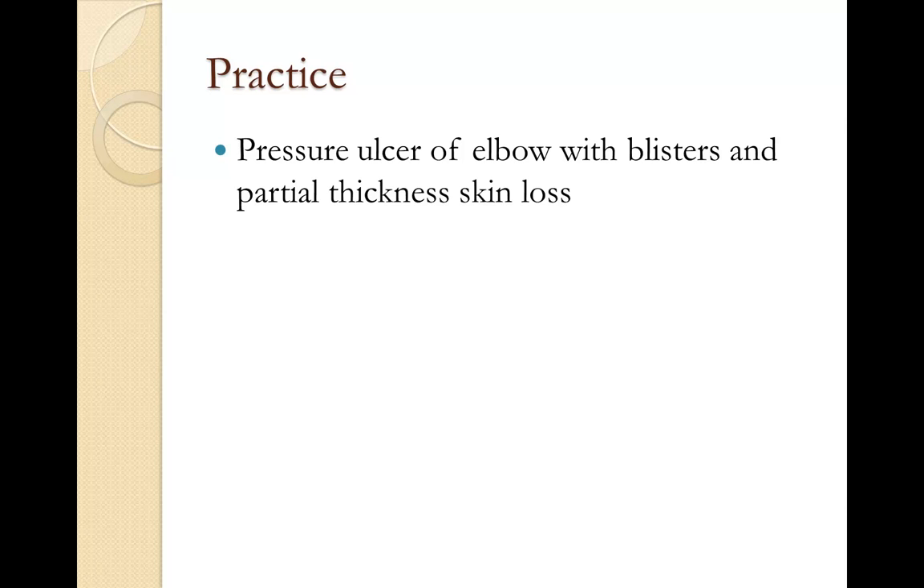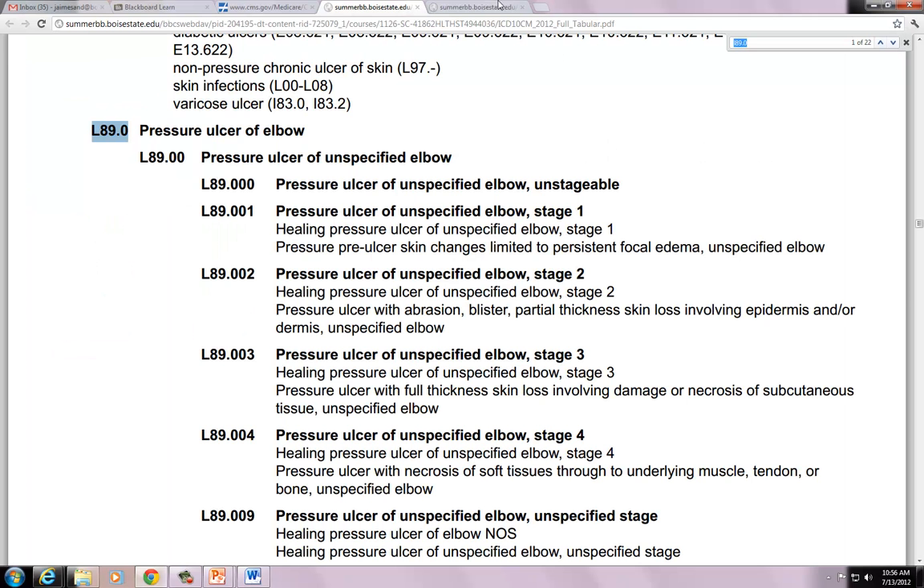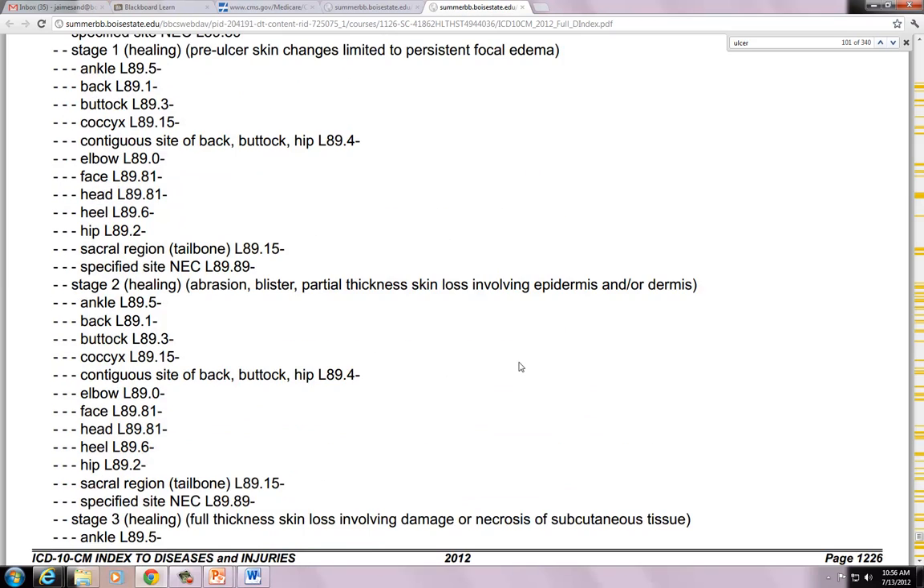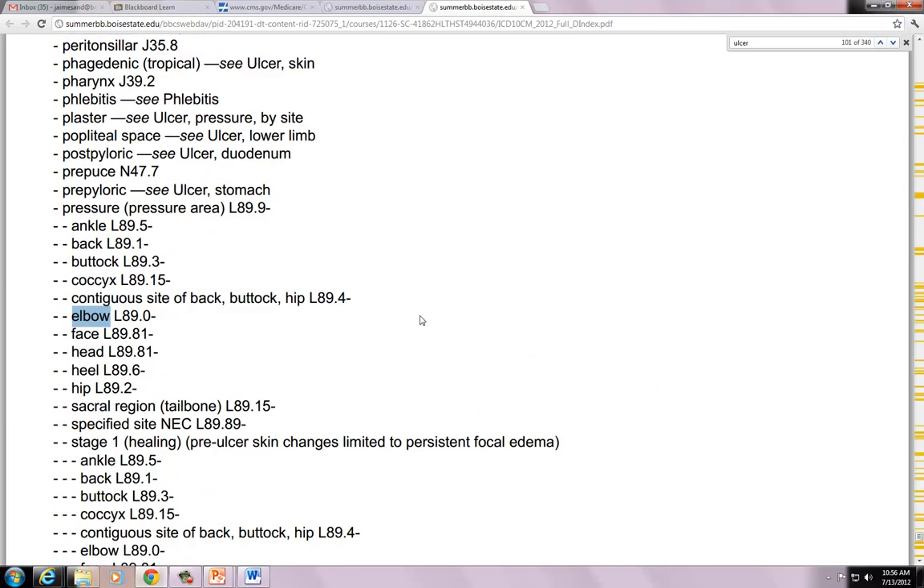Alright, so let's look at an example with this. We have pressure ulcer of elbow with blisters and partial thickness skin loss. So on my index, I went ahead and went to ulcer, and I scrolled down to pressure. I'm on page 1226. So ulcer is my main term. Here's pressure, and then I'm coming down to elbow, and I get that L89.0. Again, that dash indicates that I do need some additional characters.